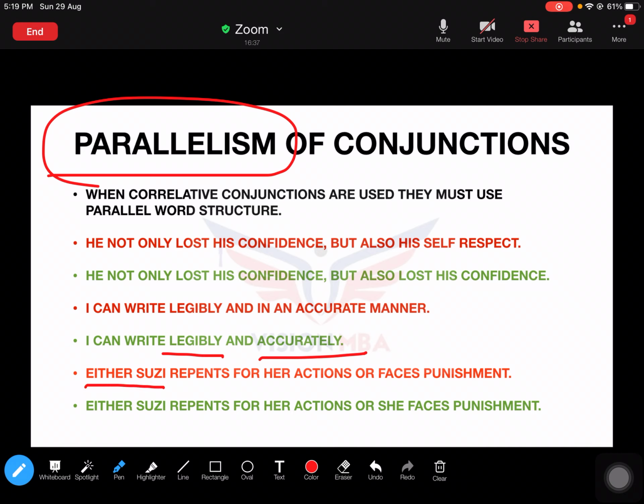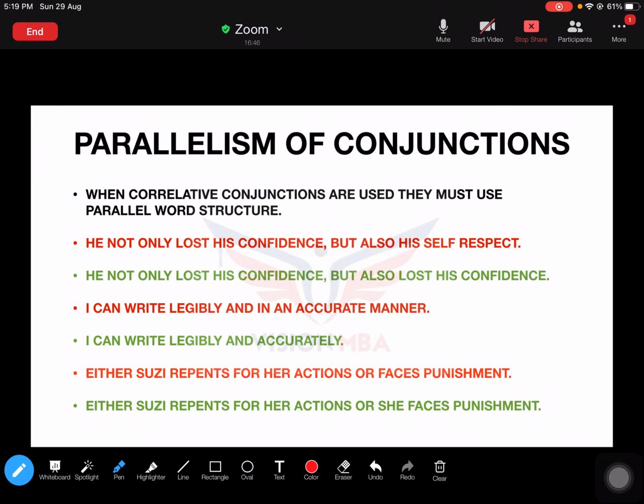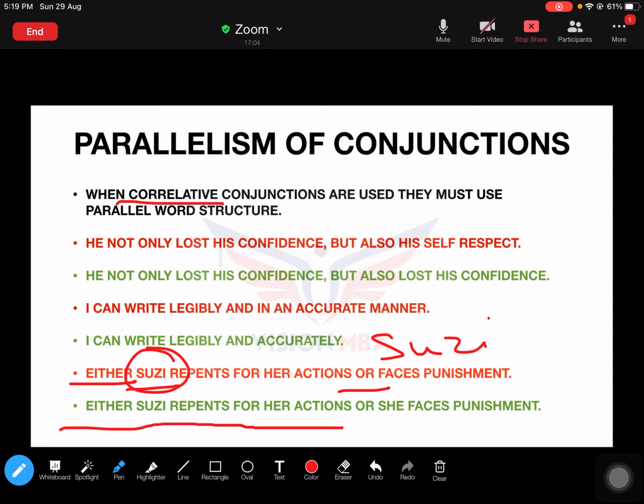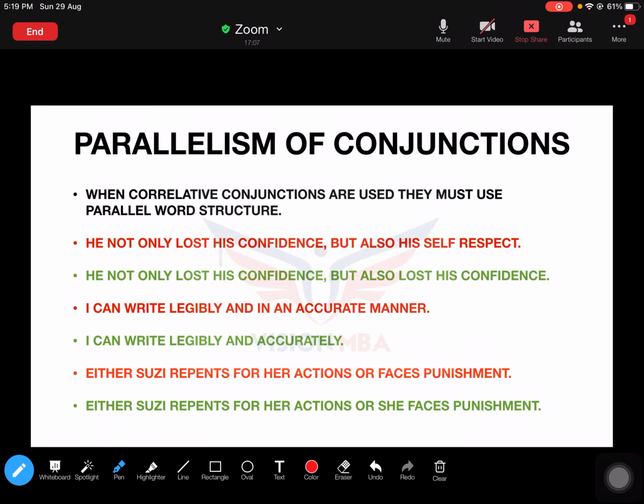Either Susie repents for her actions or faces punishment. Now, who faces punishment? Susie, of course, because I am using correlative conjunctions, either or, so I have to make sure that I am talking about Susie. So, either I can write here Susie again, or I can use a feminine pronoun for Susie. Let's say that Susie is a female. So, either Susie repents for her action or she faces punishment.